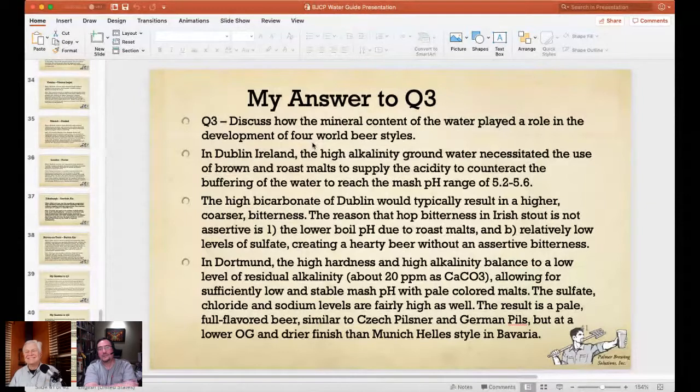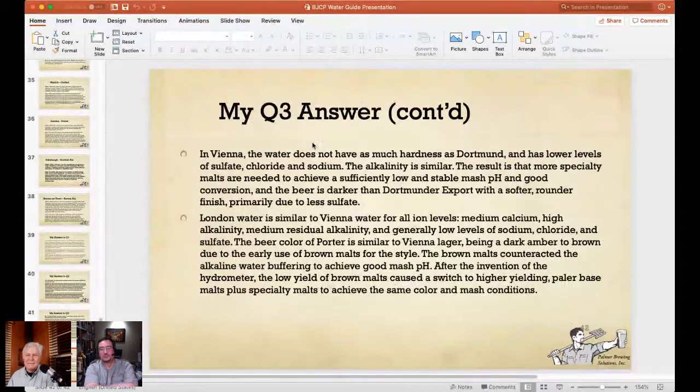Third beer, Vienna. The water does not have as much hardness as Dortmund and has lower levels of sulfate, chloride, and sodium. The alkalinity is similar. The result is that more specialty malts are needed to achieve a sufficiently low and stable mash pH and good conversion, and the beer is darker than Dortmund or Export with a softer, rounder finish, probably due to less sulfate. London water is similar to Vienna water in all ion levels: medium calcium, high alkalinity, medium residual alkalinity, and generally low levels of sodium, chloride, and sulfate.